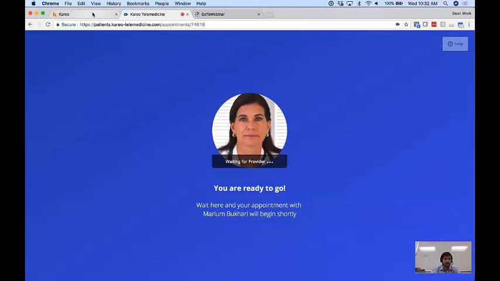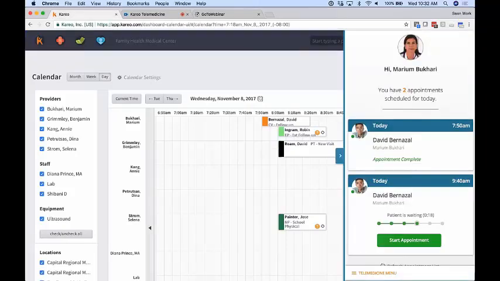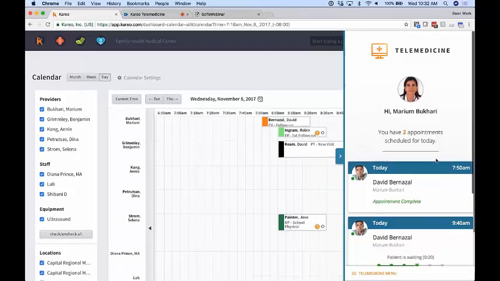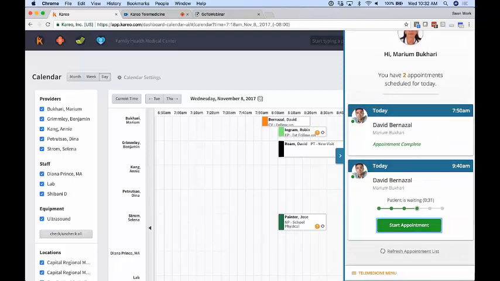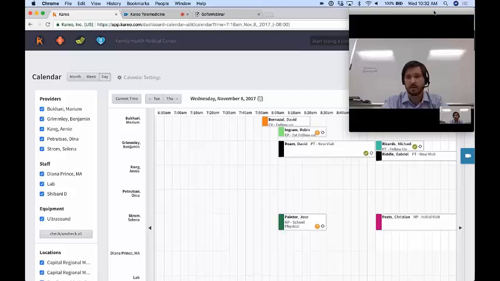So I'm going to transition back over to Kareo now, and let's slide out the telemedicine sidebar, and we can see now right here that the patient is in the waiting room through the check-in process. So let's go ahead and hit Start Appointment, which brings up the video screen that I mentioned earlier. This is where you'll have the encounter with the patient.